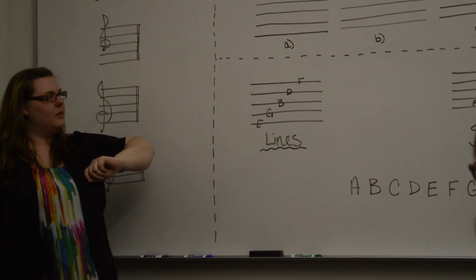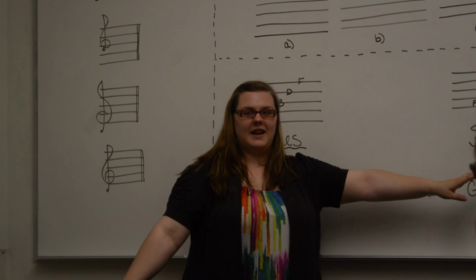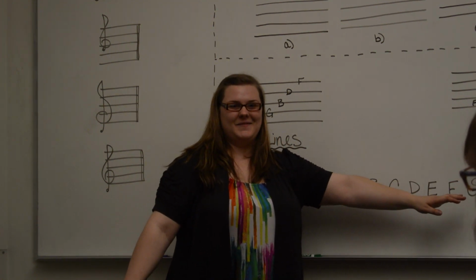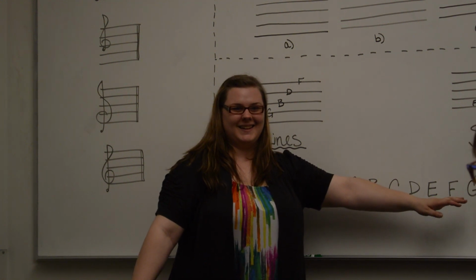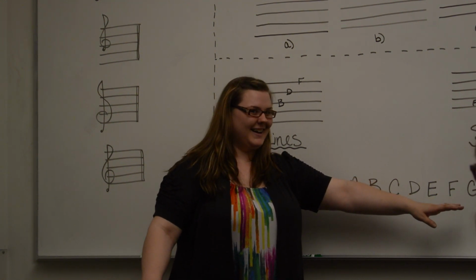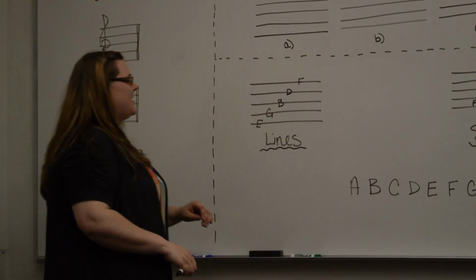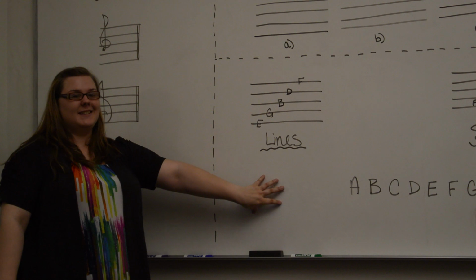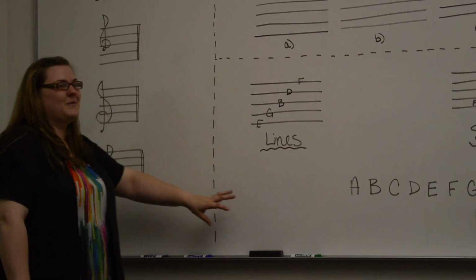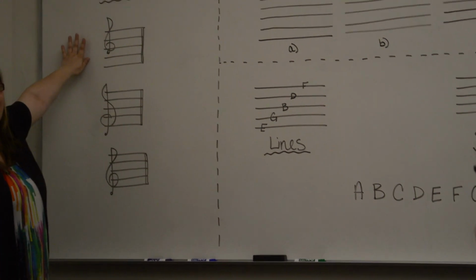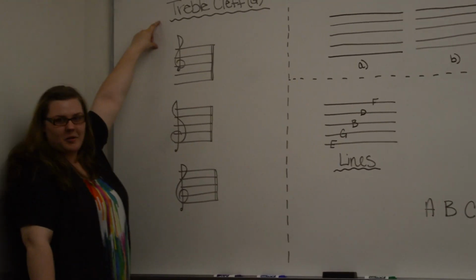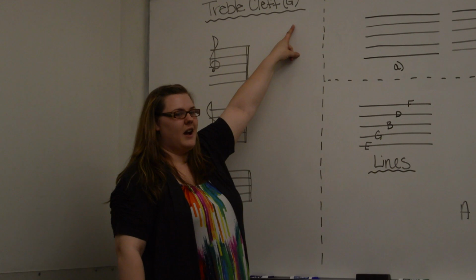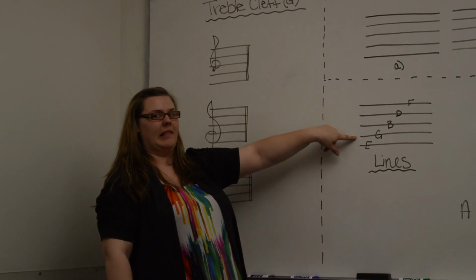So who can tell me, without looking, what are the names of the lines from lowest to highest? E, G, B, D, F. Awesome. E, G, B, D, F. Correct. All right, so now that we know the lines and the spaces, we get to learn this cool little swirly thing over here. It's called a treble clef. And I wrote that it's in G because it's centered around the G line.